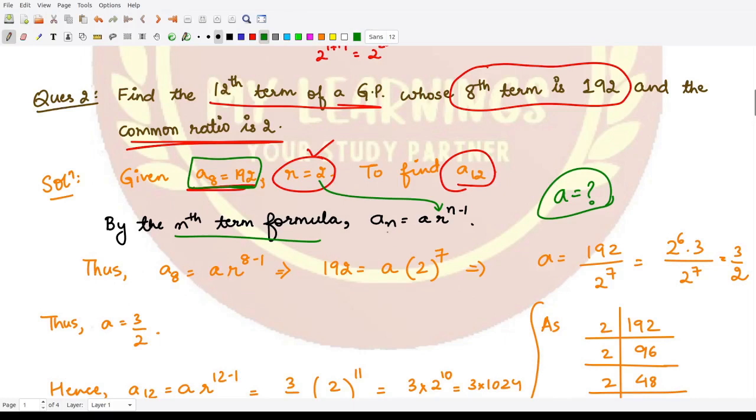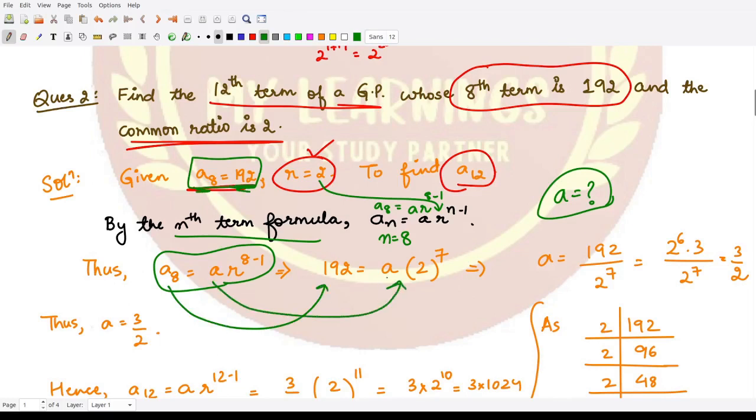According to the nth term formula, if we substitute the value of n as 8, we have a8 is equal to a into r raised to power 8 minus 1. Now because a8 is given to be 192, we can substitute the value here. The value of a is not known to us, so we will keep it as such. The value of r is given as 2, so we will substitute it here. Now solving this equation for a, we would have a is equal to 192 divided by 2 raised to power 7.